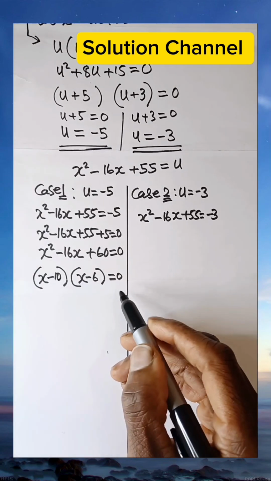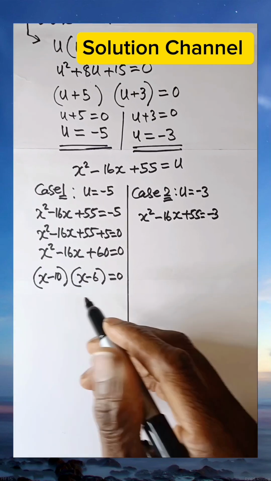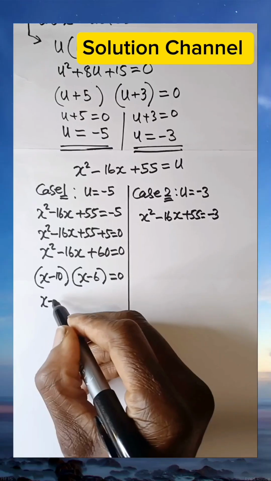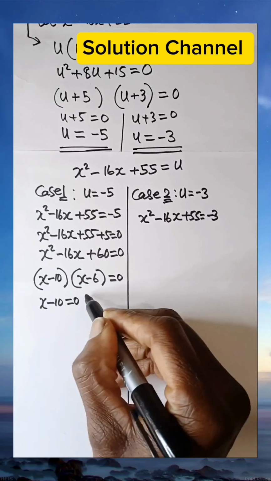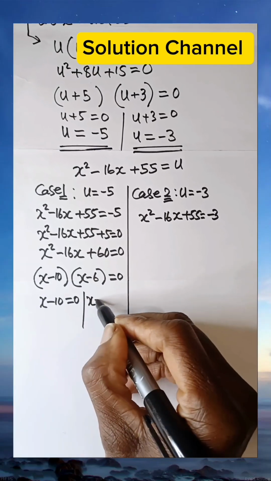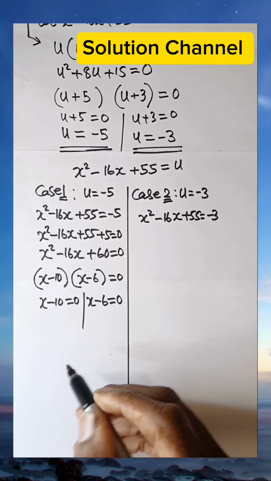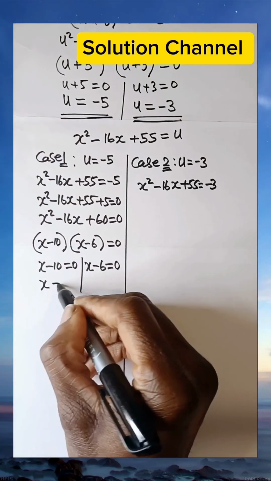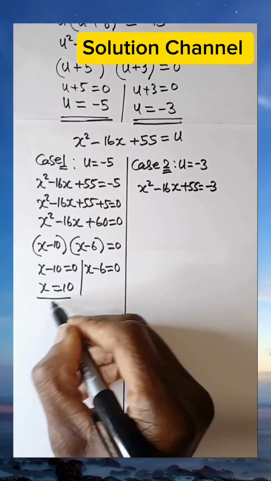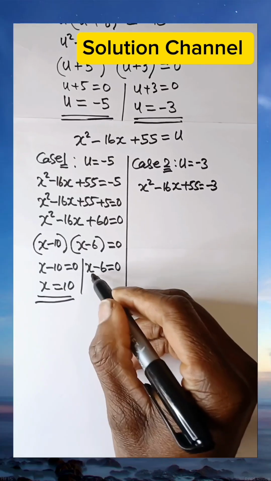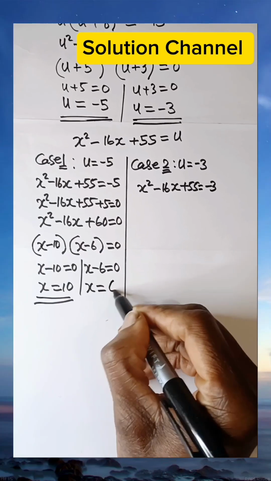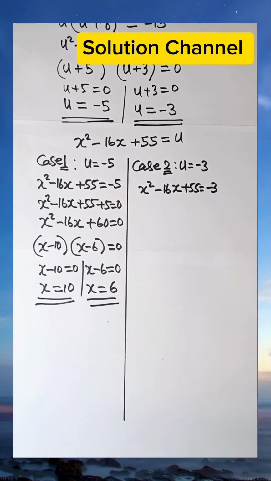If we apply the zero property, we will equate each of the factors to 0. So we have that x minus 10 is equal to 0, and here x minus 6 is equal to 0. We have that x is equal to 10. This is our first solution, and here x is equal to 6. This is our second solution.